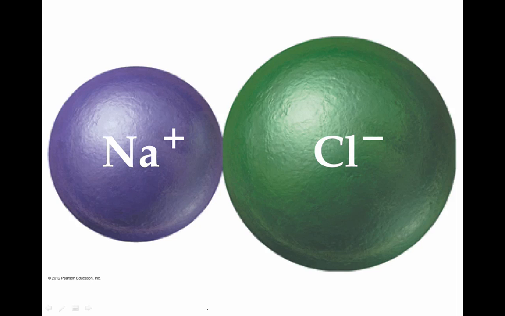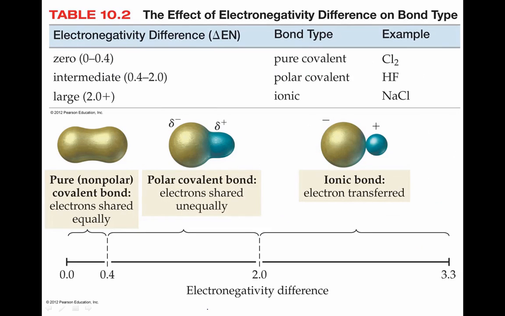If you compare sodium and chlorine's electronegativities, that's actually an ionic bond. And why? Because they have such a great difference in electronegativities that it's almost as if chlorine steals 100% of the electron density and sodium gets none of it. And so that's kind of how we can describe covalent bonds.